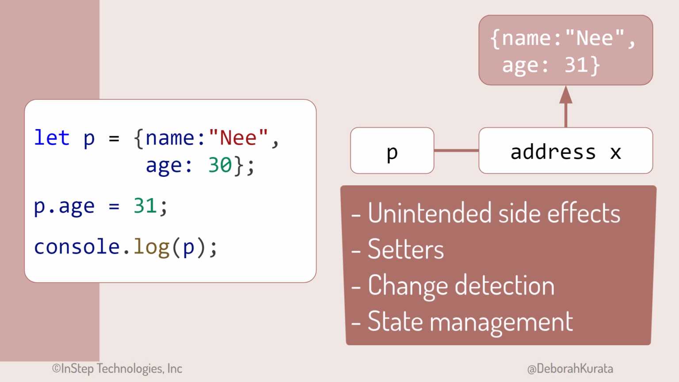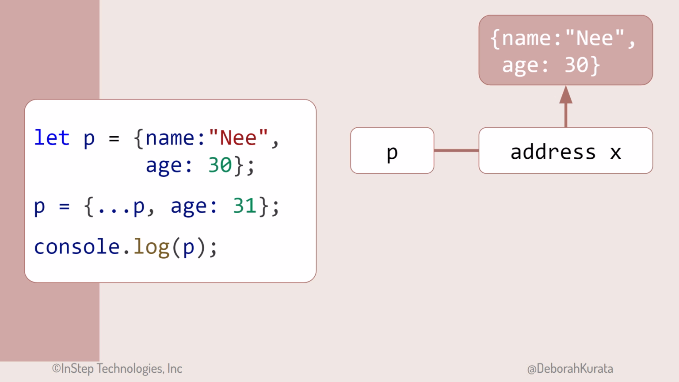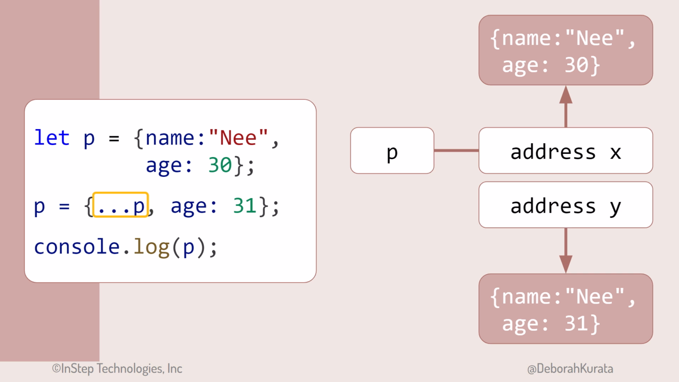JavaScript provides features to aid with immutable objects. In this example, we start with the same object, but instead of changing an object's property value directly, we create a new object at a new address. Then we update the property in that new object. We again use the spread operator, which makes a copy of the object by spreading it into the new object, and reassign the p variable to the address of the new object. Notice that the original object is not changed. By using the spread operator, we achieve immutability.